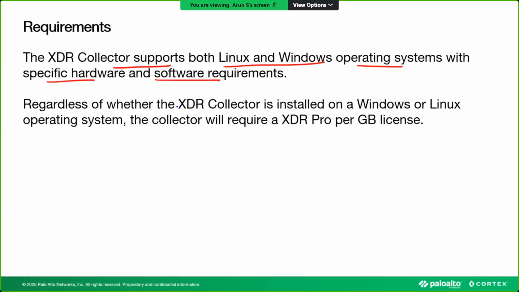Regardless of whether the XDR collector is installed on a Windows or Linux operating system, the collector will require a Pro per GB license. Now, Pro per GB license means you want more storage, right? Since you are collecting logs separately, obviously you will require more storage, and hence you need to go for this Pro per GB license. GB means how much storage you want in the Cortex Data Lake. That depends on your requirement: how much logs you are ingesting. You need to identify that.